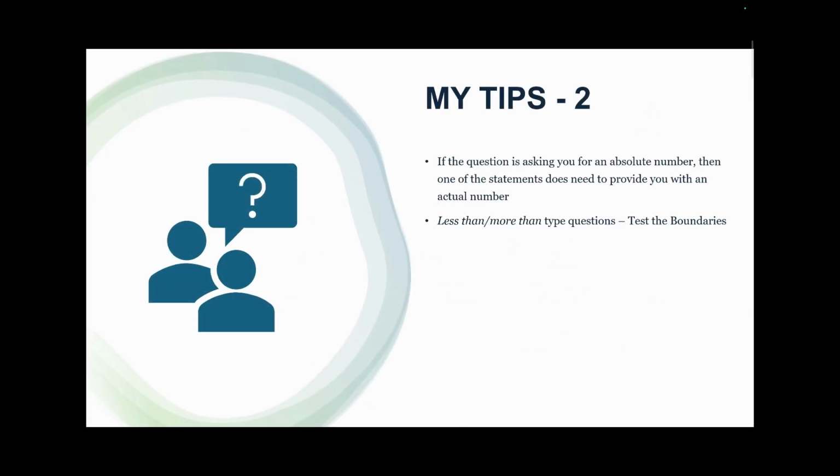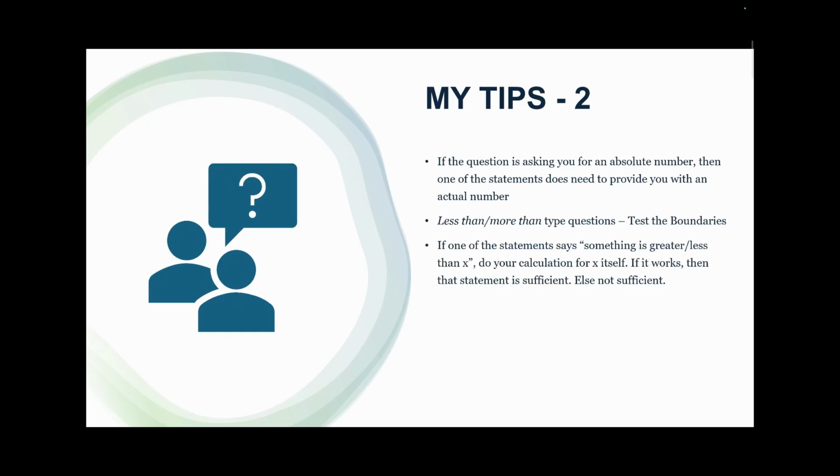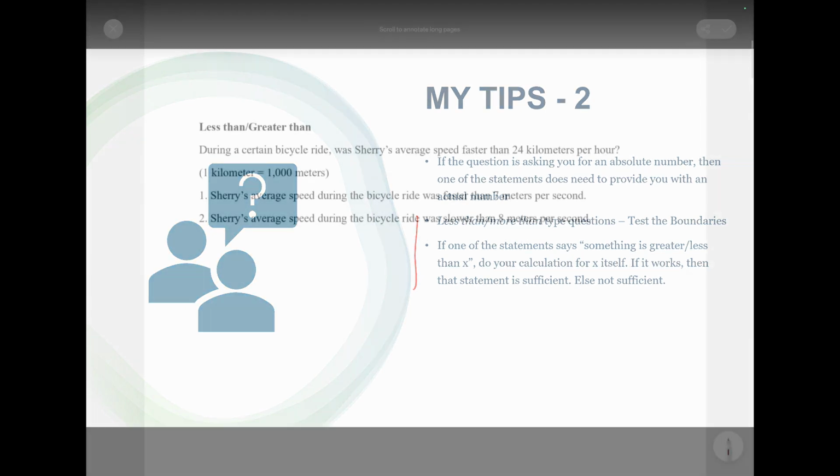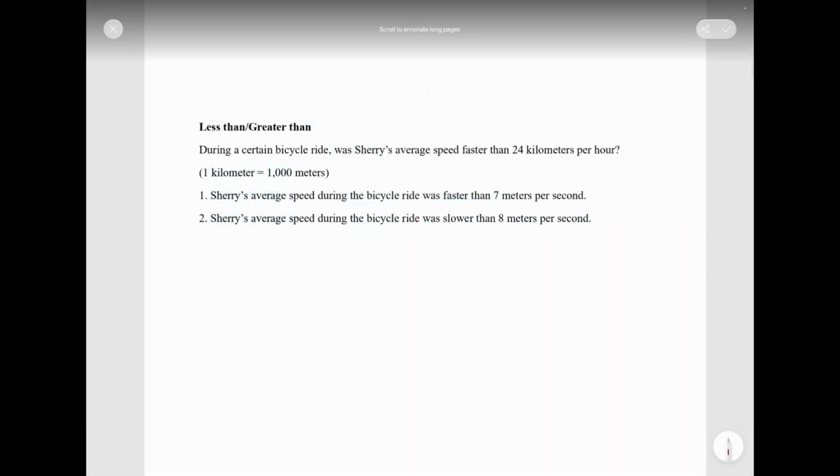Less than, more than type questions touch the boundaries. What do I mean by that? I'll show you a couple of examples. In fact, let me also look at the next point because they are kind of similar or overlapping. Second point says if one of the statements says something is greater, less than X, do your calculation for that number itself, the boundary number. What do I mean by all this? Let me again show you a question. So the question says during a certain bicycle ride, was Sherry's average speed faster than 24 kilometers per hour?